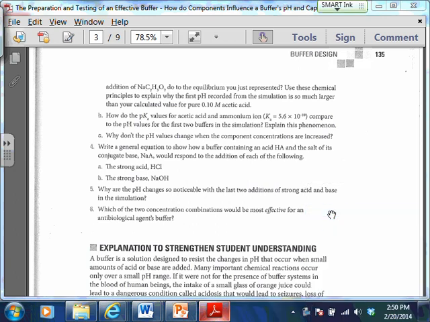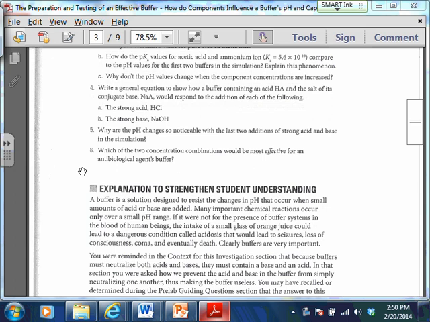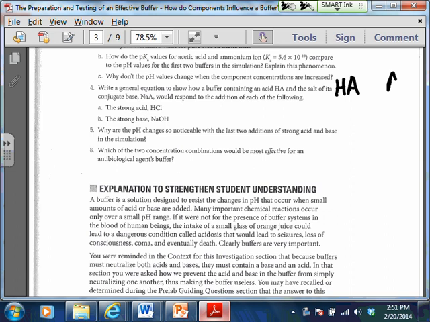Okay, so then number 4, write a general equation to show how a buffer containing an acid HA and the salt of its conjugate base would respond to the addition of each of the following. Now, I sort of already did this, but this is a useful exercise. So we've got HA and the salt of its conjugate base. So really what we have in this solution is HA, and then we have A minus, in that particular buffer solution.